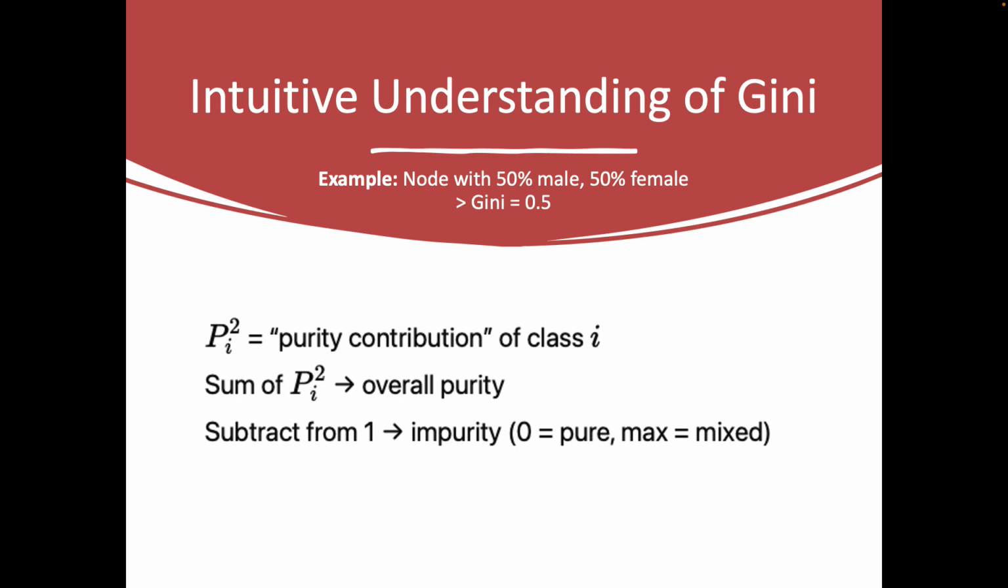So these are the attributes I already explained: p squared, i, purity contribution of class i, and I'll explain what a class is. The sum of p squared is the overall purity, and then we subtract it from 1, and that's where we get the level of impurity. So if the impurity is 1, it's very mixed. If impurity is 0, it is very pure. So pure versus mixed. What do I mean by mixed? For example, we don't know what it could be.